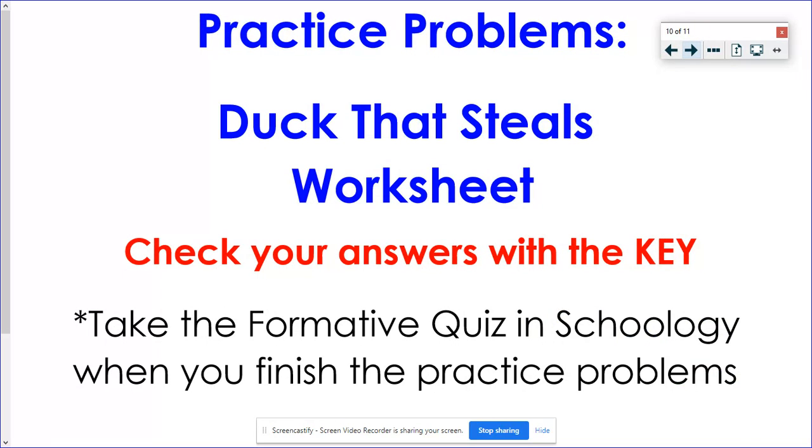So today you're doing the worksheet in your packet, a riddle worksheet. It's called the Duckworth Steels. Part of it is counting slope, and then the other part is using the slope formula. Please try to use that slope formula. Do not just go back to a graph and graph them and count. I want you practicing that slope formula. I promise it'll save you time in the long run. When you're done, there's an answer key in Schoology, and take the formative quiz. Let me know if you have any questions.